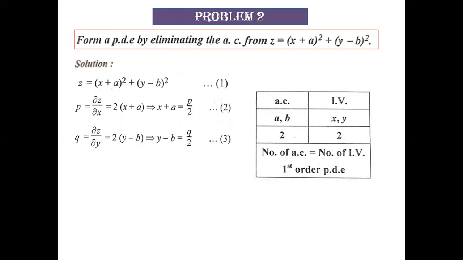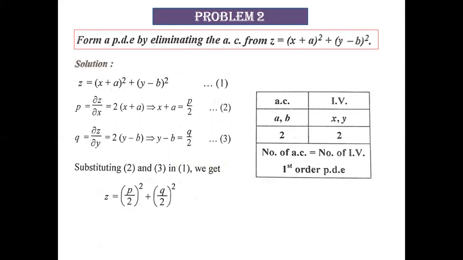In a similar way, equation 1 again partially differentiate with respect to y. We get q equals ∂z/∂y equals 2 times (y minus b) plus the (x minus a) whole square term, which is 0 because we partially differentiate with respect to y only. So we can easily simplify that y minus b equals q by 2.